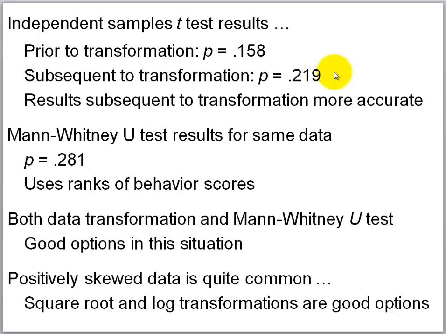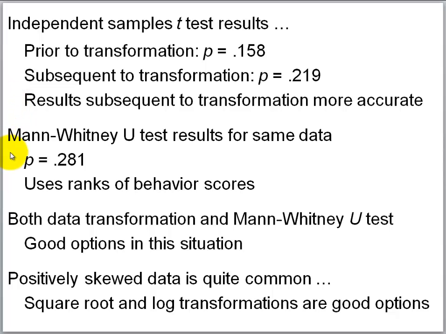So we can have much more confidence in that probability because the distributions are no longer strongly skewed. The second p-value is almost assuredly more accurate.